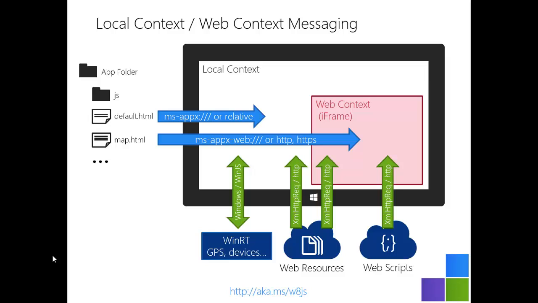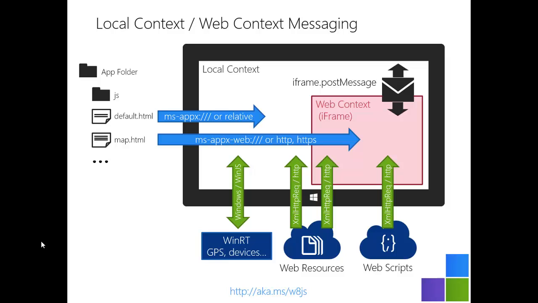So now we have a problem, though. The code running in the local context gets the location from the GPS, but we want the code running in the web context to show it on the map control. So we need a way of communicating between the contexts. And we're going to use HTML5's own iframe post message API to basically build up a payload that we can ship back and forth between the local and web contexts.